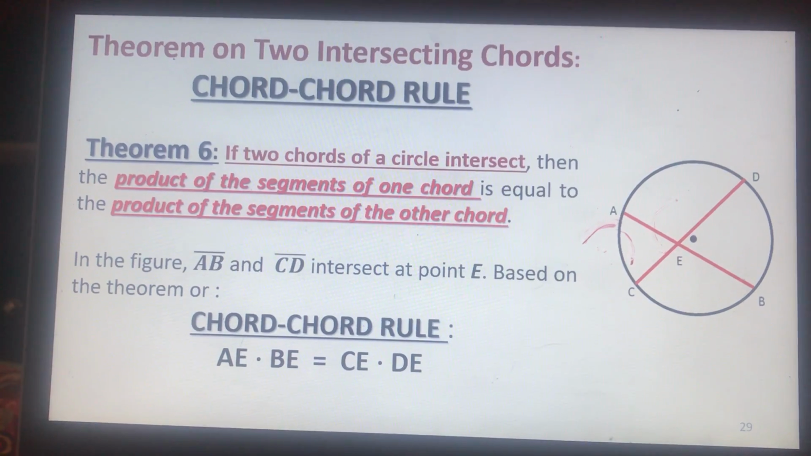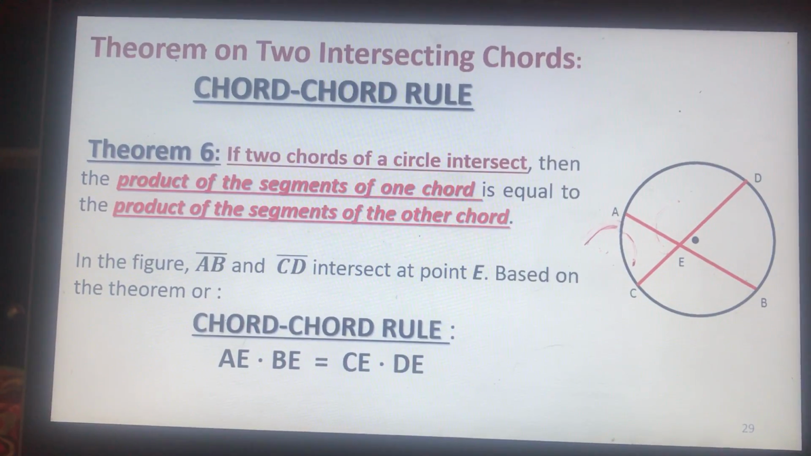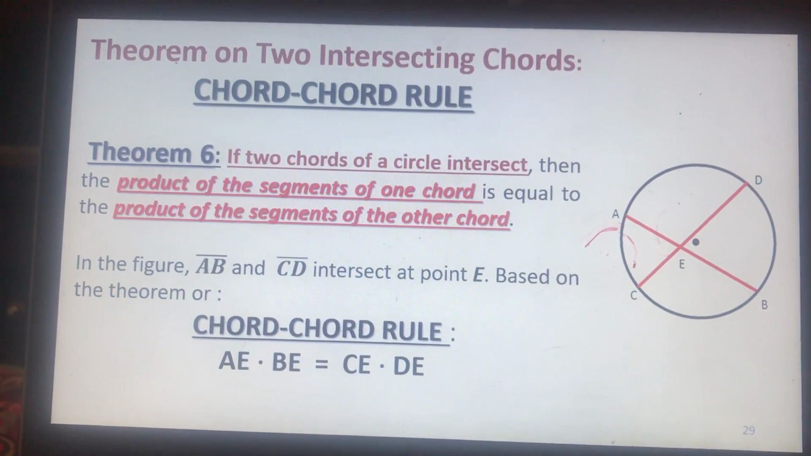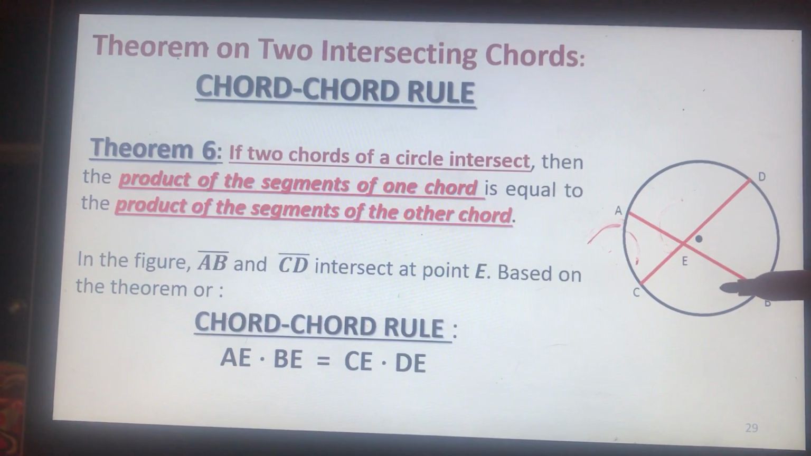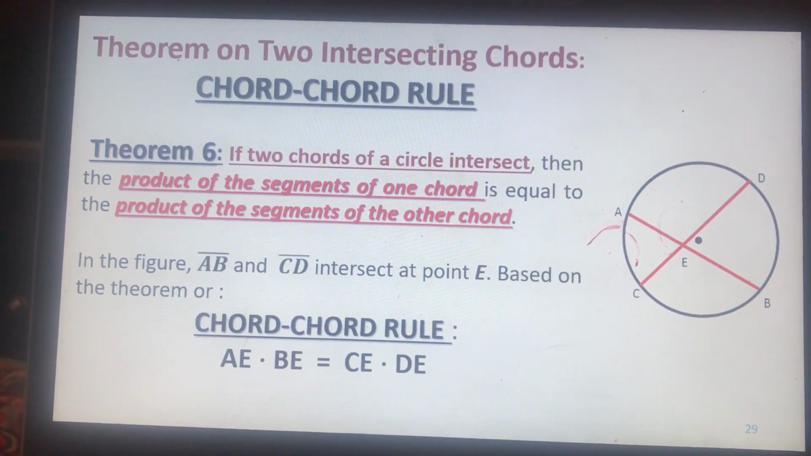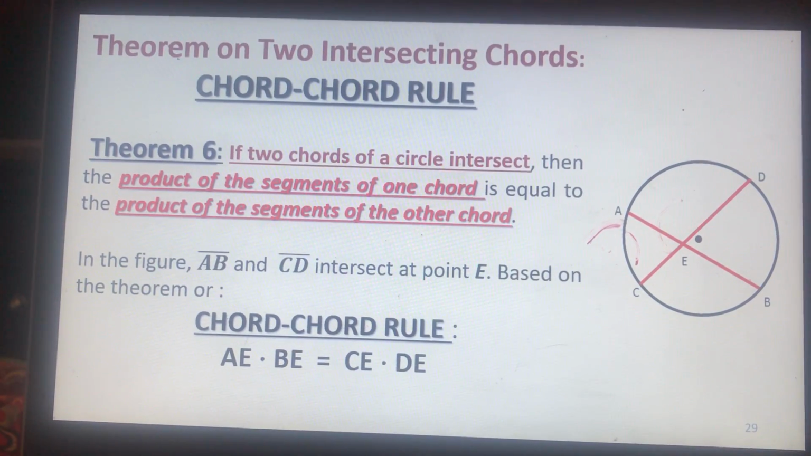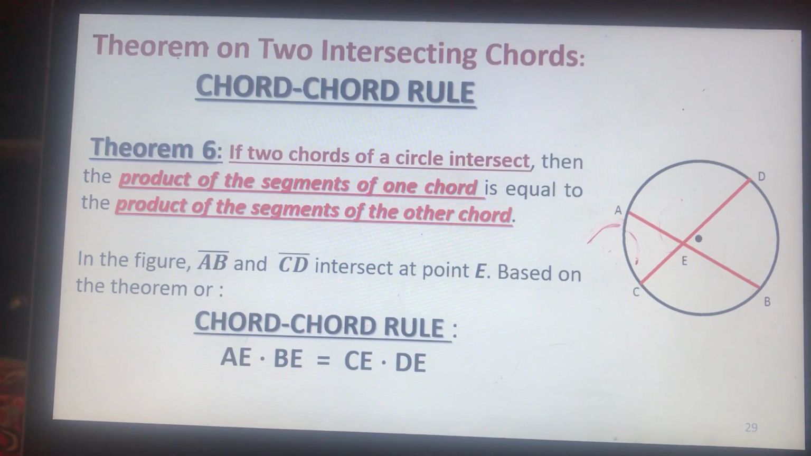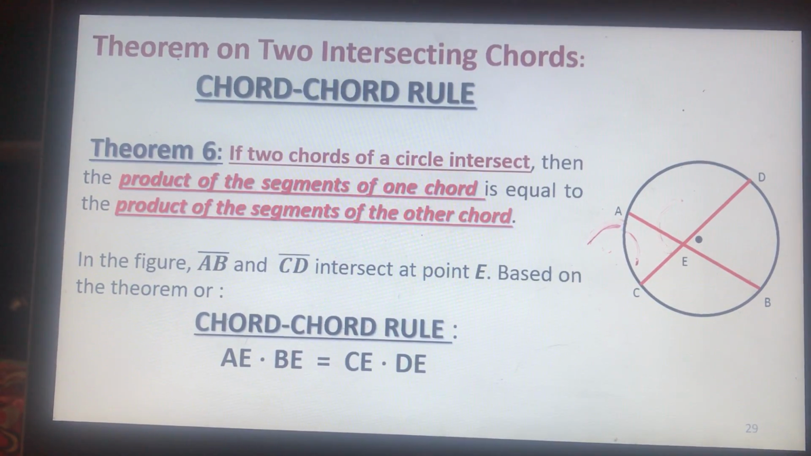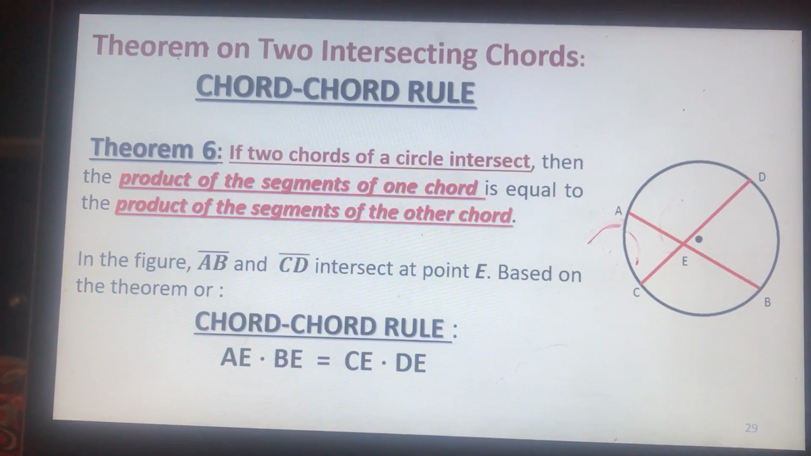Now we move on to our Theorem 6. Our Theorem 6 states that if two chords of a circle intersect, then the product of the segments of one chord is going to be equal to the product of the segments of the other chord. Notice here, what do we have?